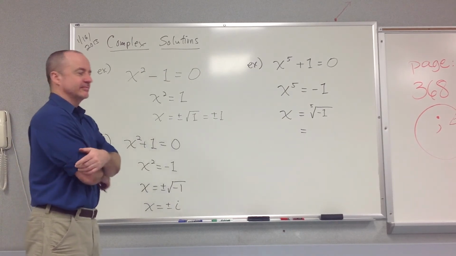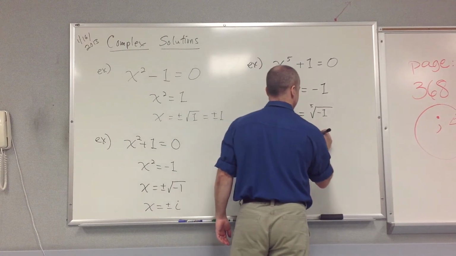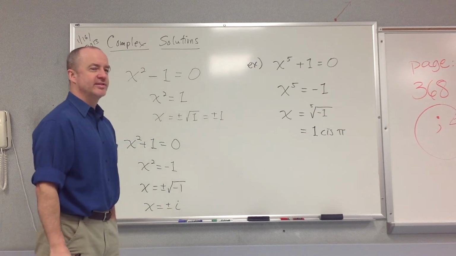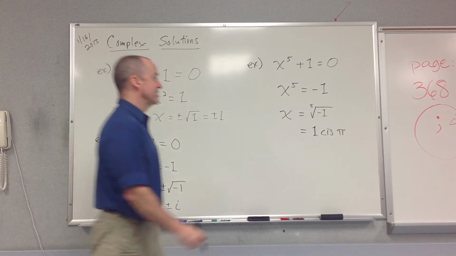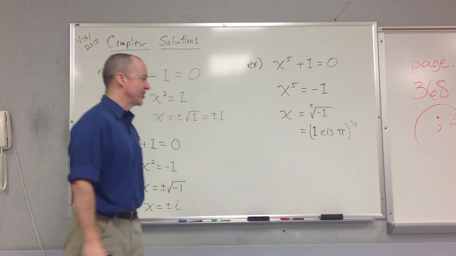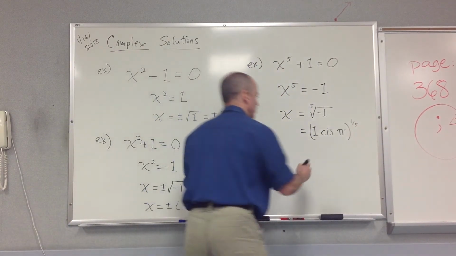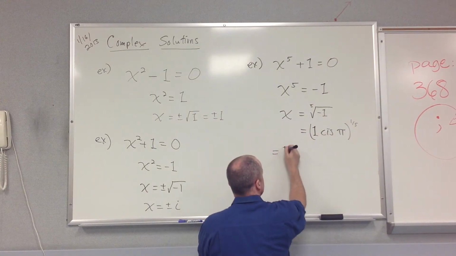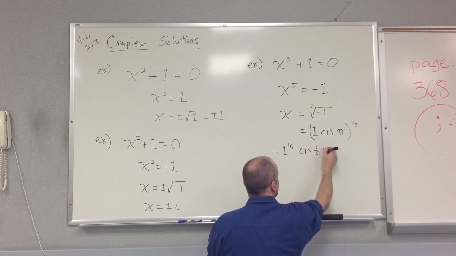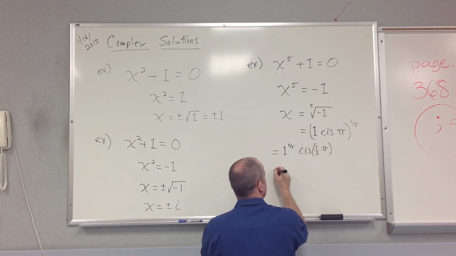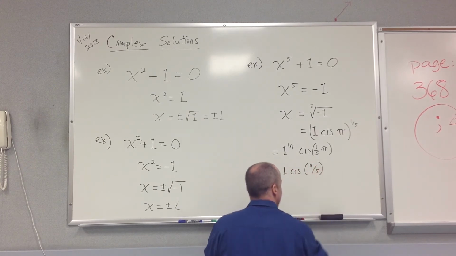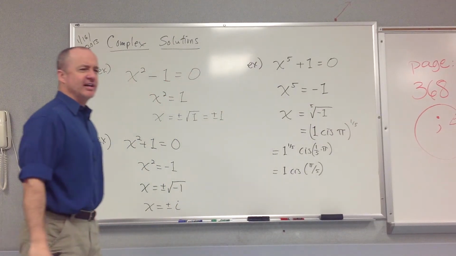Maybe 1 cis pi. 1 cis pi. Very good. 1 cis pi. But that is all being raised to the 1/5 power, because we're looking for the fifth root. So my principal root is going to be 1 to the 1/5 power, cis 1/5 times pi, which is 1 cis pi over 5. How many degrees is pi over 5?